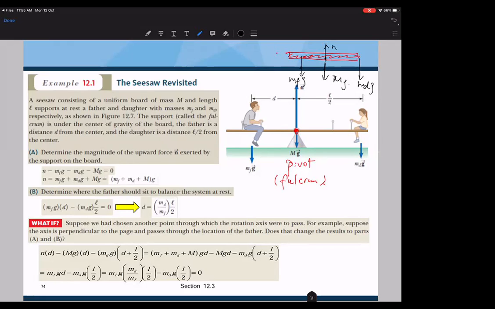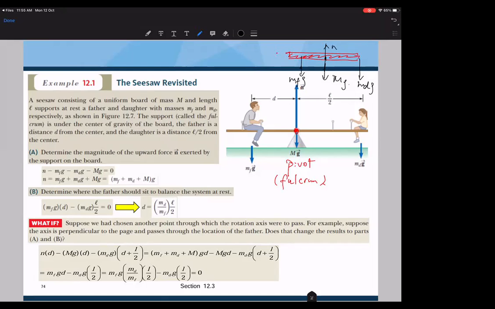And then we do not expect any horizontal force in this case, because all the forces are in the vertical direction only. And then for equilibrium, we also need to have the rotation equal to 0. That means the net torque about any point in the system is equal to 0.